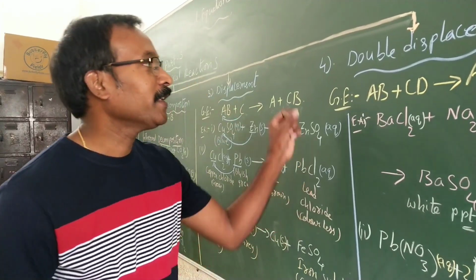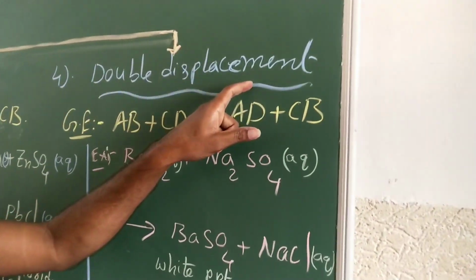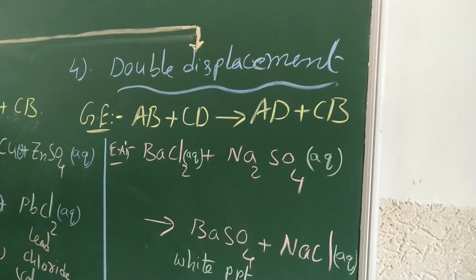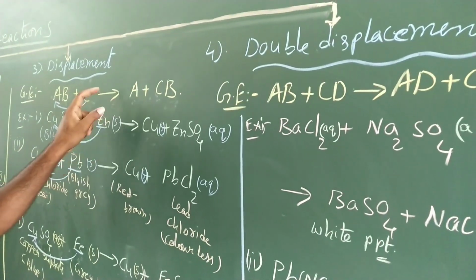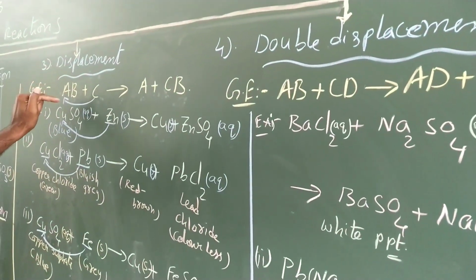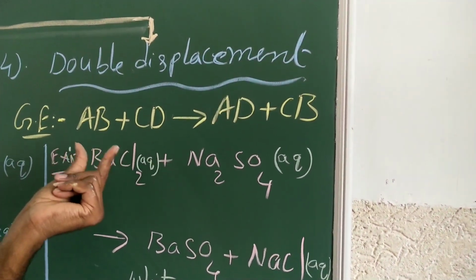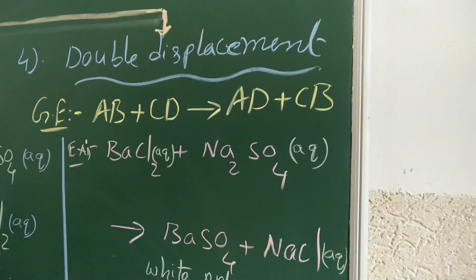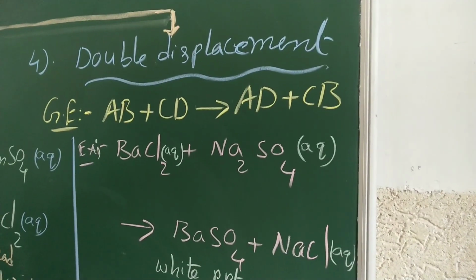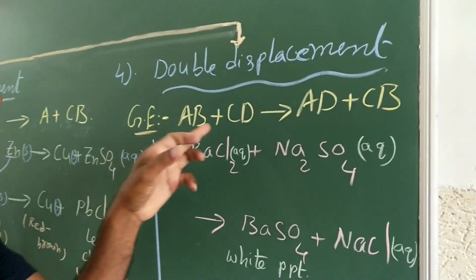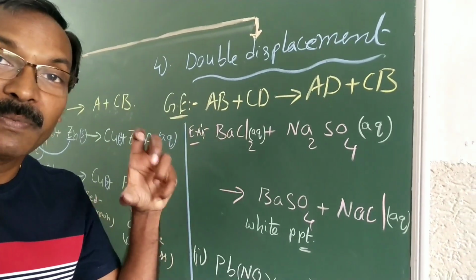Now come to the fourth one, that is a double displacement reaction. In the third one, it is a single displacement: only one element displaces another element from its compound. But in the case of double displacement, two compounds are there and mutually they exchange their positions. Mutual exchange of the positions from the compounds. That's why it is called a double displacement reaction.